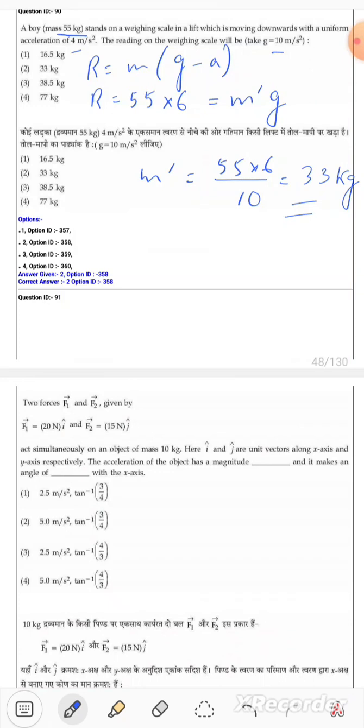Hello everyone. Today we are going to solve the next 5 questions of the KBS 2023 PGT Physics. Our next question is question number 91.